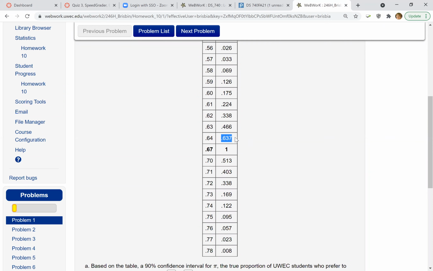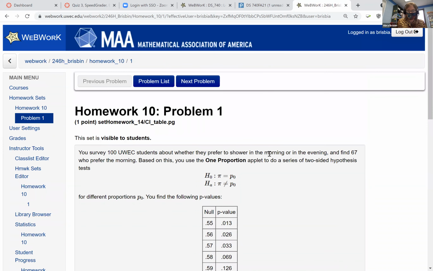Okay. Because that's saying that 0.1 is our threshold for what we're going to count as strong evidence against the null hypothesis. So with 0.637 as our p-value, that's not strong evidence against the null hypothesis. So we're going to say that 0.64 is a plausible value for the proportion of all UWEC students who shower in the morning.